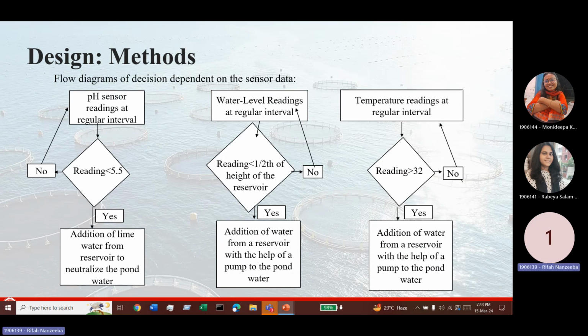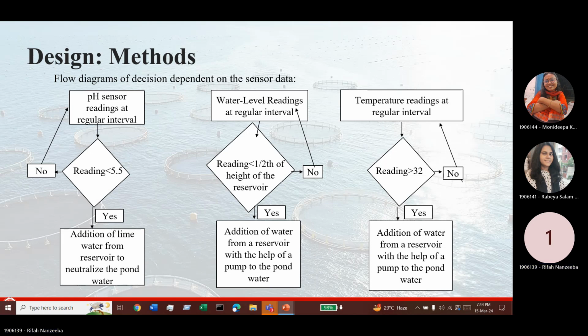So this is the flow diagram of decisions that depend on the sensor data. The pH sensor will take the reading of the pH level of the water at regular intervals, and if the reading is less than 5.5, then there will be lime water addition to the pond water from a lime water reservoir. And if the reading is greater than 5.5, then there will be no addition of lime water to the main pond.